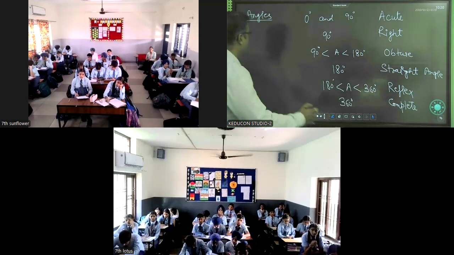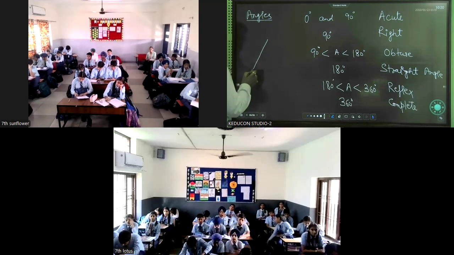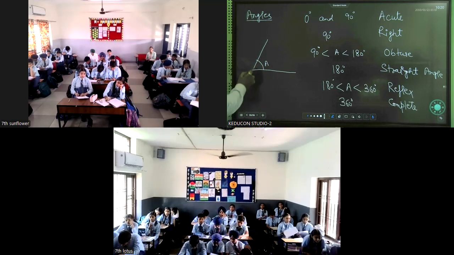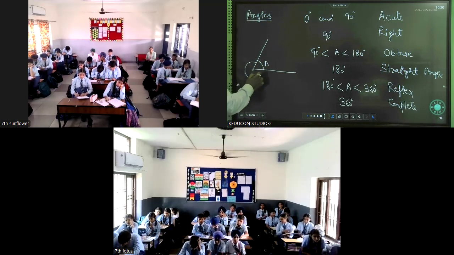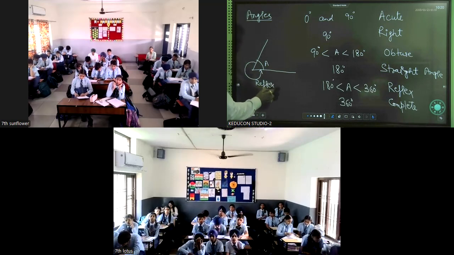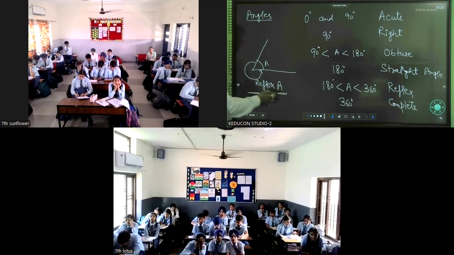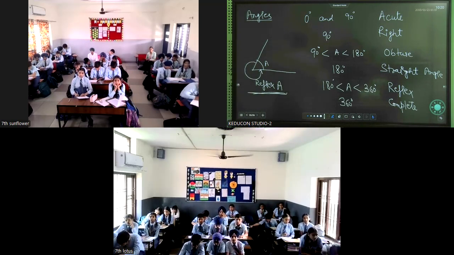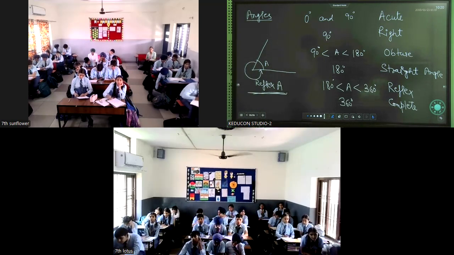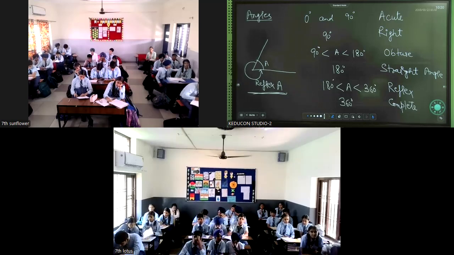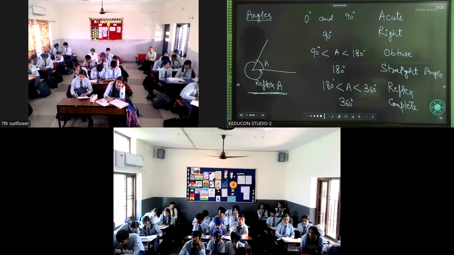देखिए रिफ्लेक्स एंगल कैसा होता है बच्चों. Suppose this is the angle. This is angle A. The remaining part of this angle, this one, is known as reflex A. Right? So you should know what a reflex angle is. Is it clear? Draw कर लो इसको बच्चों. Very important. Higher classes में you will have questions on this type of angles, reflex angles.